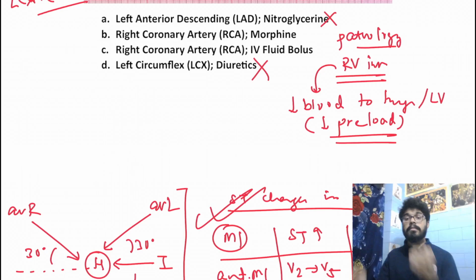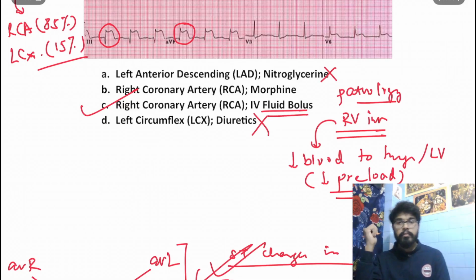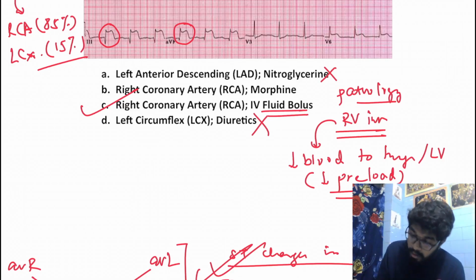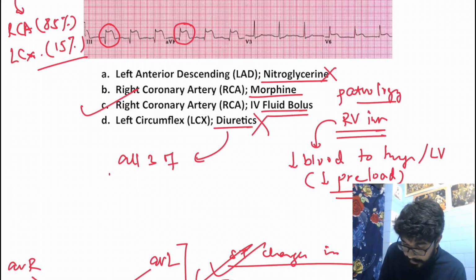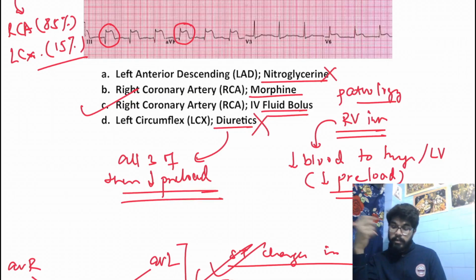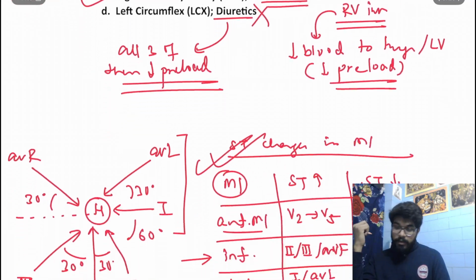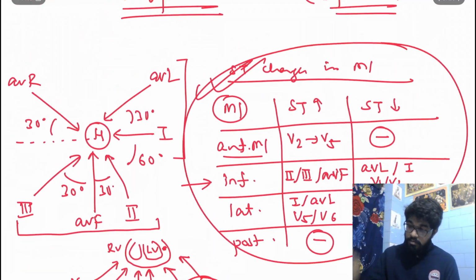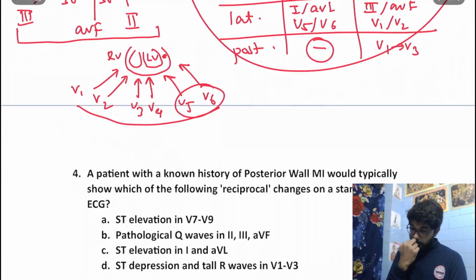And in order to manage this condition, we need to increase the preload, and we can increase it by providing IV fluids. Okay. And if you look into all the other options, nitroglycerin, morphine and diuretics, all three of them decrease preload. So they will just worsen the condition. Okay. So the answer over here would be C, right coronary artery and IV fluid bolus as immediate management. Okay. So this table is the most important thing that we need to remember from this topic. Okay. Now we move on to the next question.